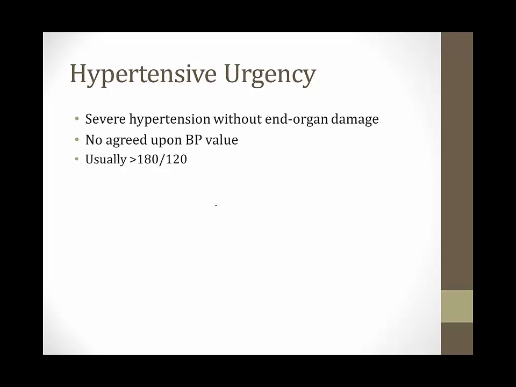When we say a patient has a hypertensive urgency, we mean that that patient has severe hypertension without evidence of end organ damage. There's no agreed upon blood pressure value for severe hypertension or hypertensive urgency, but in general, people will call something a hypertensive urgency when the systolic pressure is over 180 or the diastolic is over 120, and frequently this is encountered in the outpatient setting. A patient comes to clinic with a blood pressure reading like this. They will sometimes be transferred urgently to the emergency room for acute therapy to lower their blood pressure.